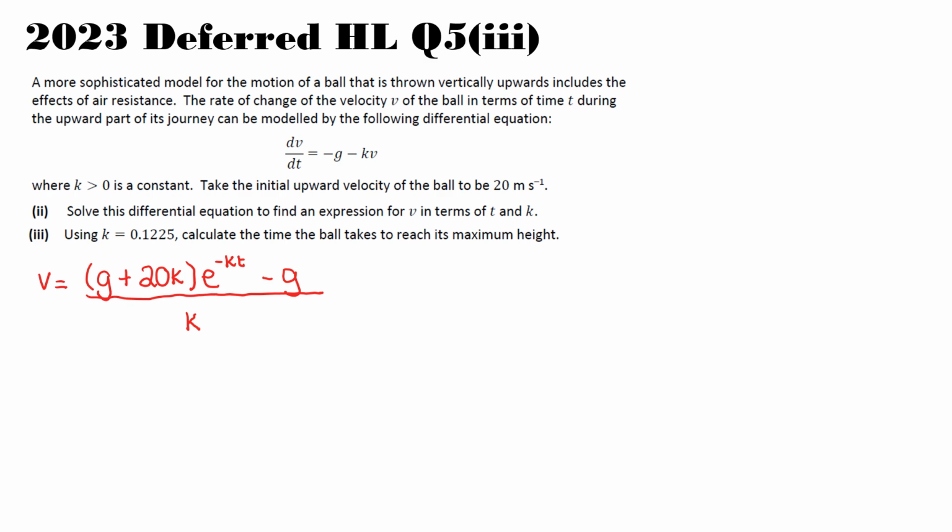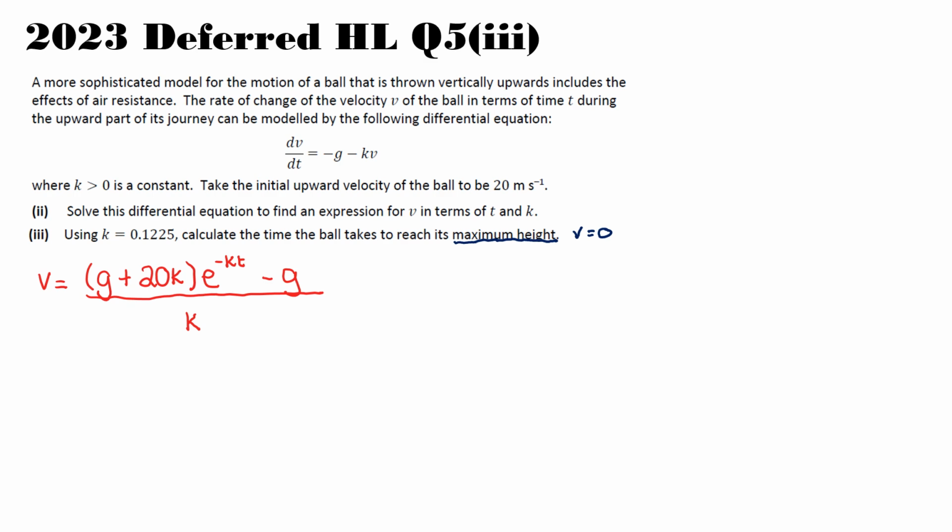Part 3 asks us, using k equals 0.1225, to calculate the time the ball takes to reach its maximum height. So we do need to understand what maximum height means. Maximum height is where it will stop, so it is going to have v equals 0 at that point. We can take the formula we had as our answer to part 2. However, if we sub in v equals 0 and try to rearrange to get t, it's going to be a bit of a pain.